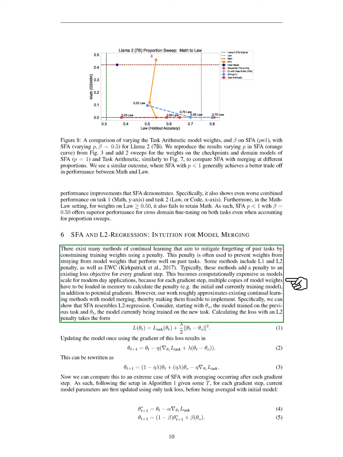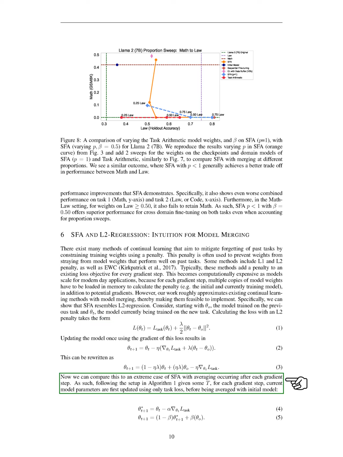We start with the model from the previous task and the model currently being trained. The loss with an L2 penalty can be expressed in a certain way, and updating the model using the gradient of this loss leads to another expression. We can compare this to a scenario in SFA where we average the model parameters after each gradient step. By combining these steps, we arrive at a new form that shows a relationship between our method and L2 regression.